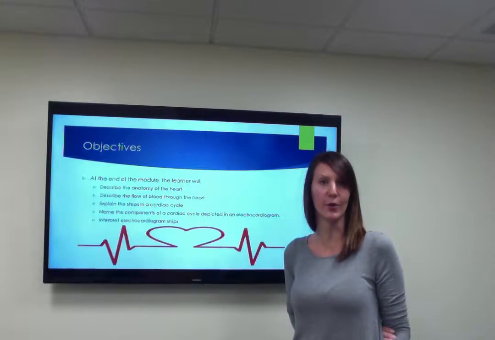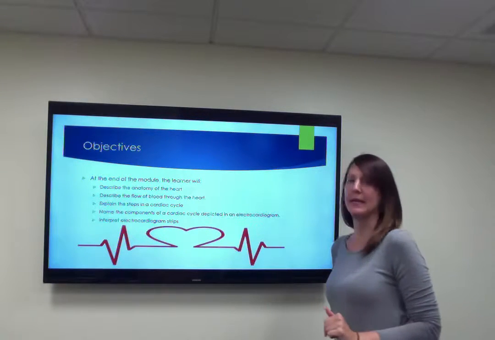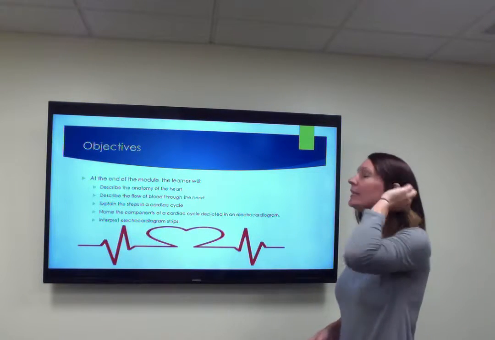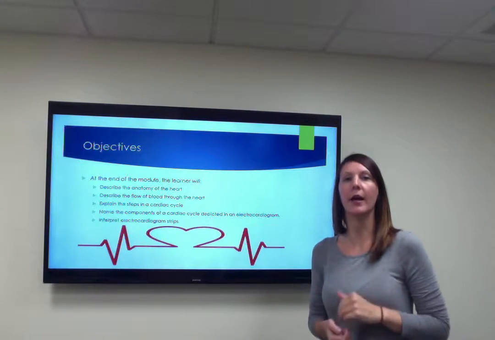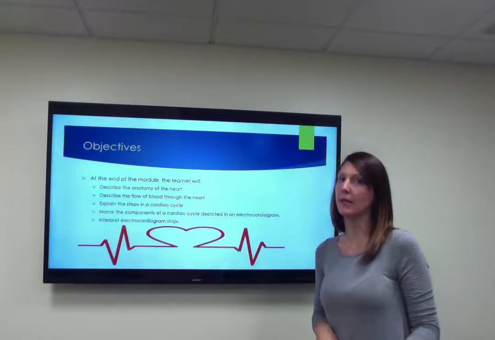In order to meet this goal, we will be covering these objectives: understanding and describing the anatomy of the heart, describing the flow of blood through the heart, explaining the steps in the cardiac cycle and the parts that make the cardiac cycle up, as well as interpreting some basic EKG strips.